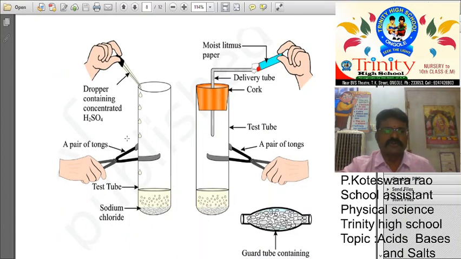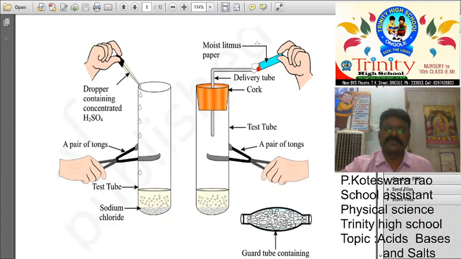We take sodium chloride, and we add concentrated sulfuric acid, and it is fitted with a one-hole rubber cork. We can pass a delivery tube, an L-shaped glass tube, and a gas is formed. Which gas is formed? We already heard hydrochloric acid gas is formed.